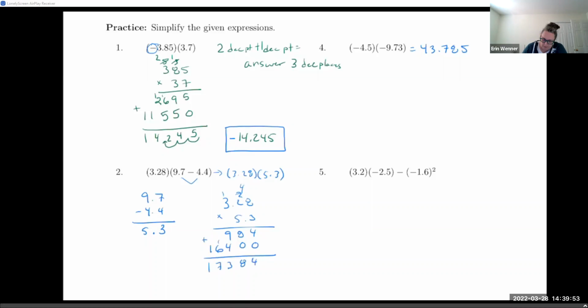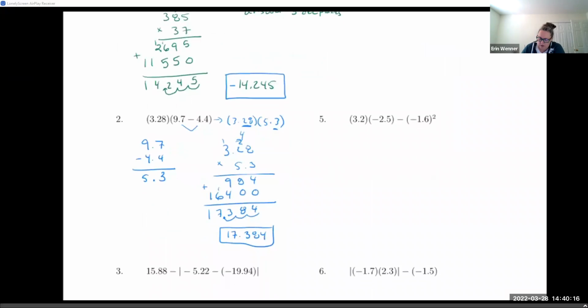And then we have to count up our decimal places. I've got 2 decimal places in the first number, 1 decimal place in the second number. Therefore, my answer needs to have 3 decimal places. And I end up with 17.384 as my answer. Again, I know it's positive because both 3.28 and 5.3 were positive numbers.